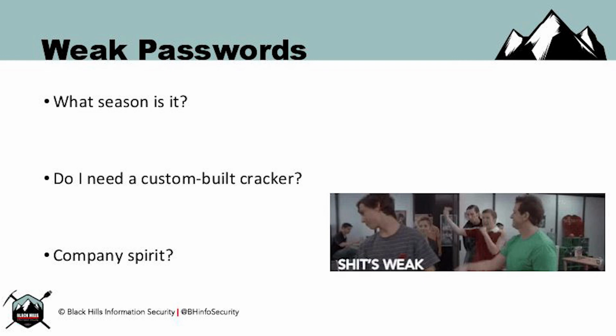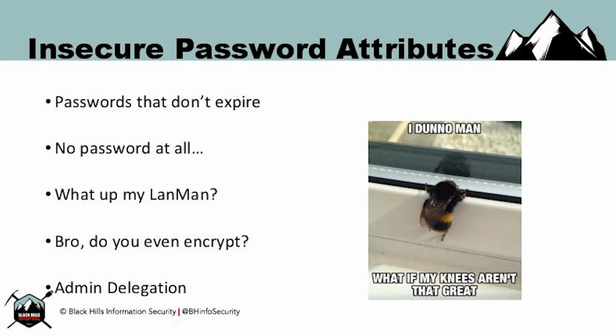Company spirit, so are people using things like the company name with a couple different numbers on the end of it? Again, just things that are easy for people to guess. And again, just talking about the password attributes, just a couple other things you might want to look at in addition to what I already spoke about was, do people have LM hashes enabled on their accounts? And in some cases, passwords will get stored in unencrypted format within Active Directory.